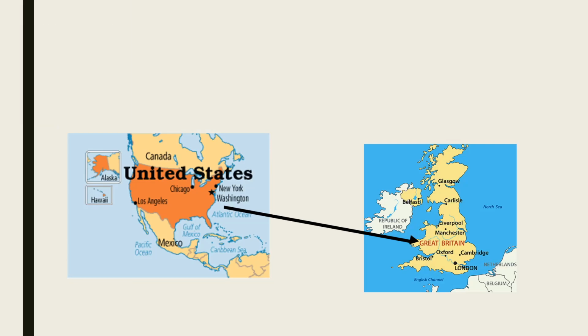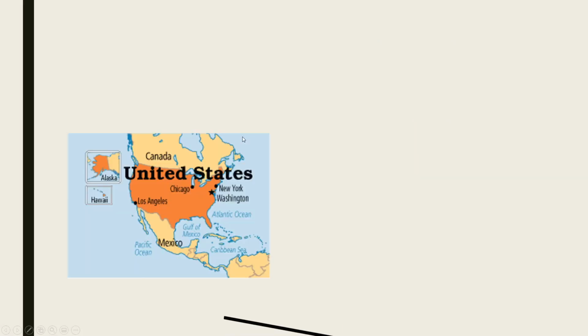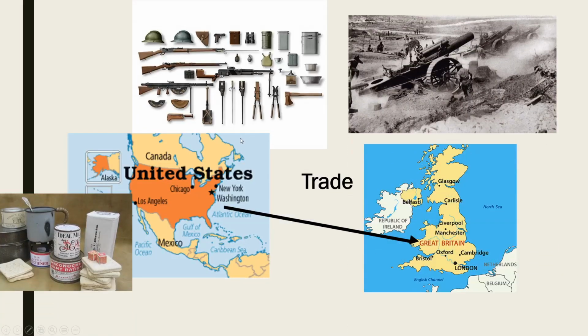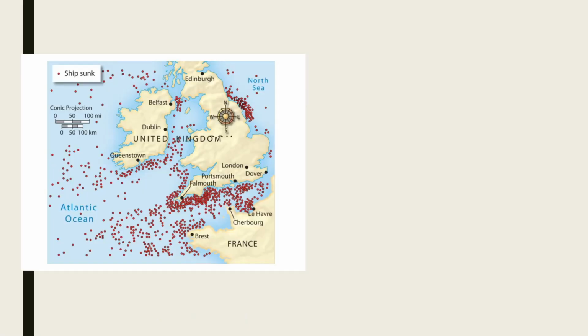So because of that, the U.S. exports are going up. U.S. businesses are making billions of dollars off of this trade. So was World War I good for the U.S. economy? You bet it is. Lots of Americans are making lots of money trading with our allies. So one of our first reasons for going to war is what we call trade with allies. That's going to be threatened with our next one.